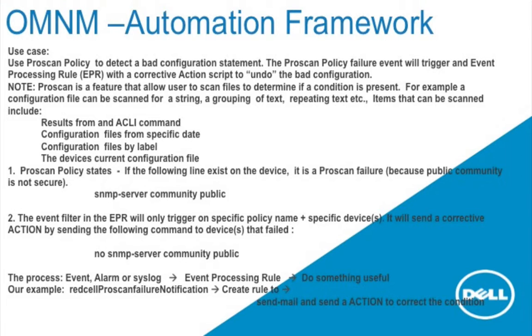The policy name is going to tell us what it was looking for, and the string in the config file that was bad. By doing that, we know what action to attach to it to correct it. And the specific devices part of it allows us to know what kind of device it is, and so we know what commands to send.